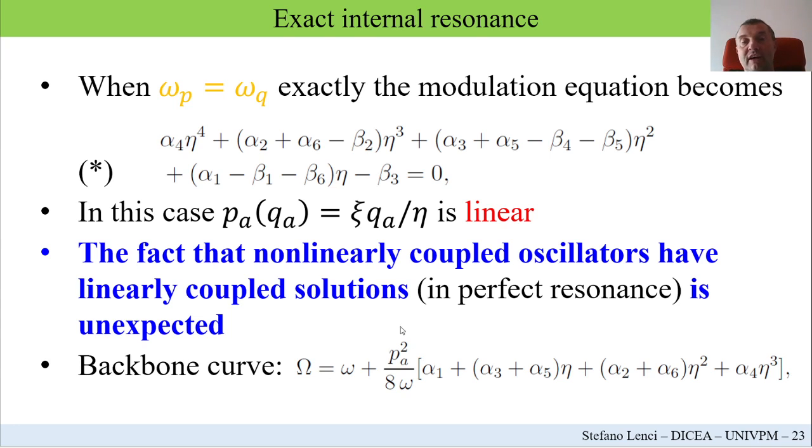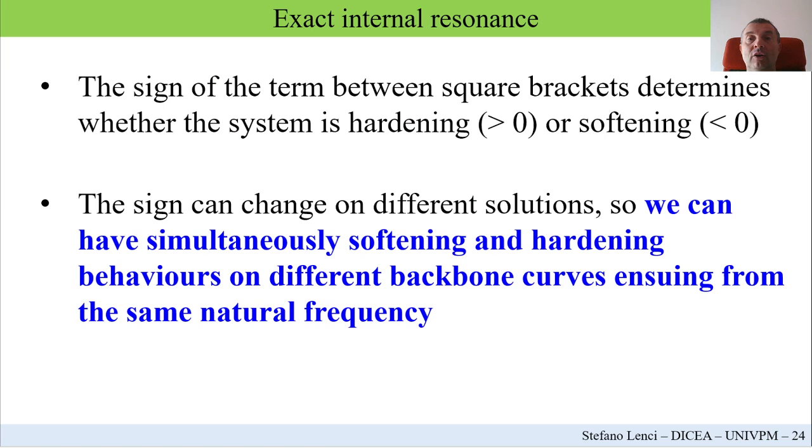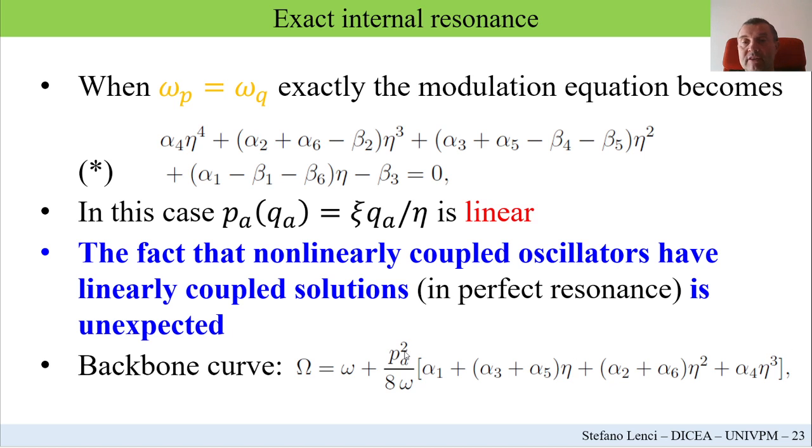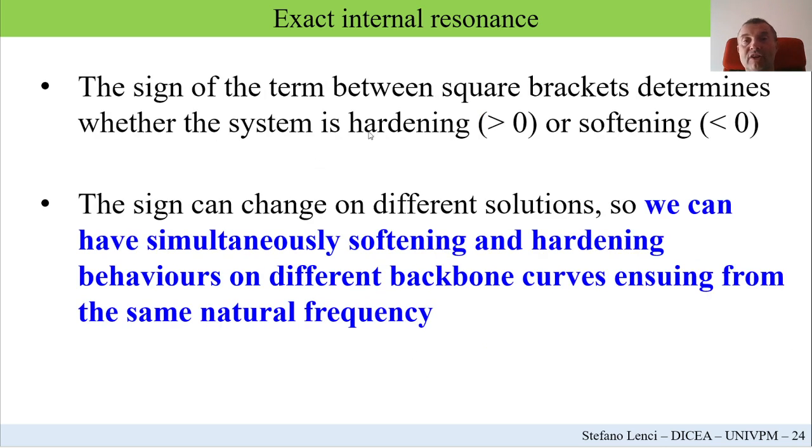And the backbone curves for this case are reported here. Please note again that here we can have no, two or four real solutions. Okay, the sign of the term between the square brackets tells you if the solution is hardening, if the sign is positive, or softening if the sign is negative. And the sign can change on different solutions. So we can have simultaneous softening and hardening behavior on different backbone curves ensuing from the same natural frequencies. This is quite strange, though not totally unexpected. There are some examples before, but it is quite strange.